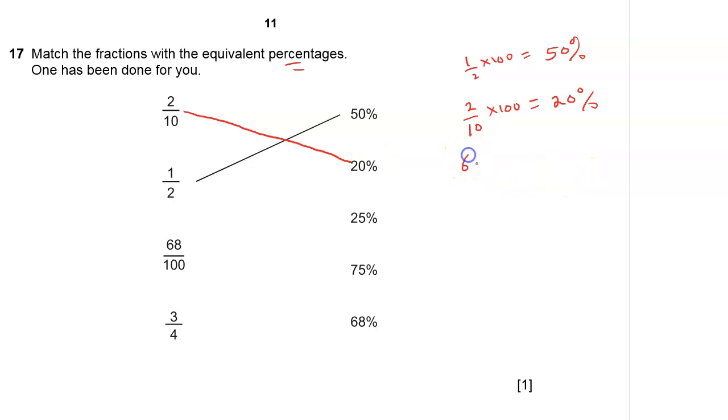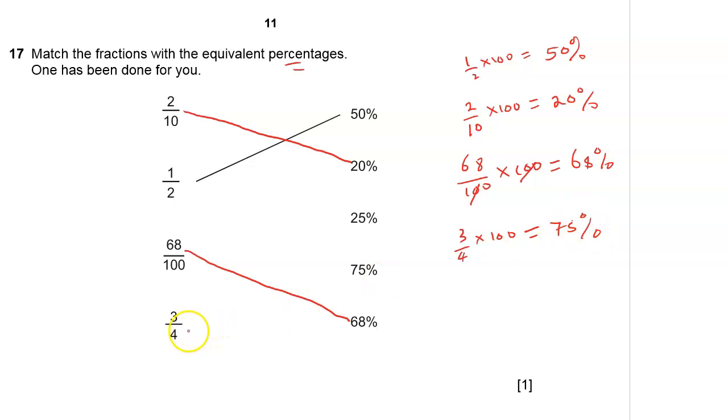68 divided by 100 of 100. Of course, this 100 and this 100 will cancel, because one is a denominator and the other is a numerator. This one will be 68%. Therefore, this should be that. Then 3/4 of 100 should give us 75%. So 3/4 is 75% right there.